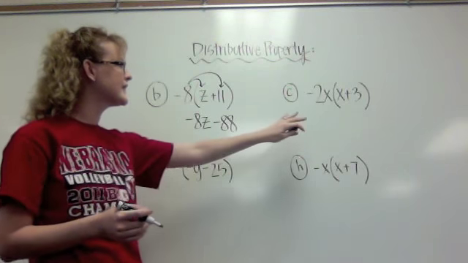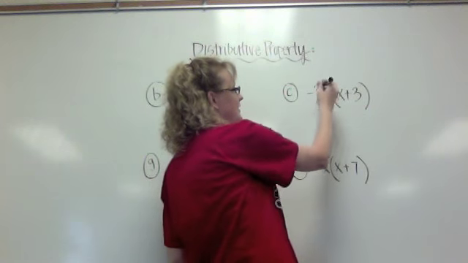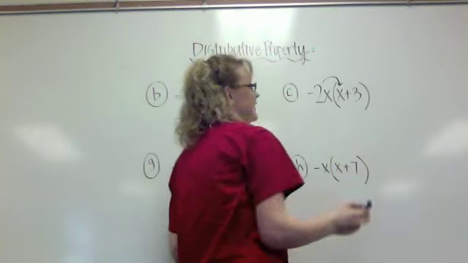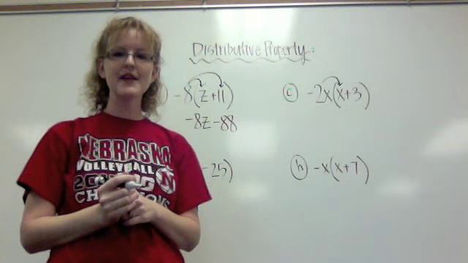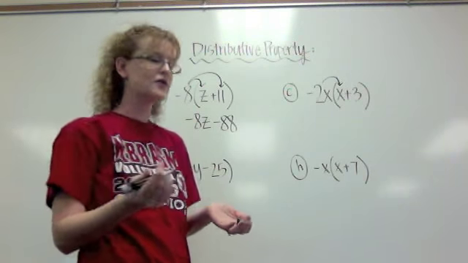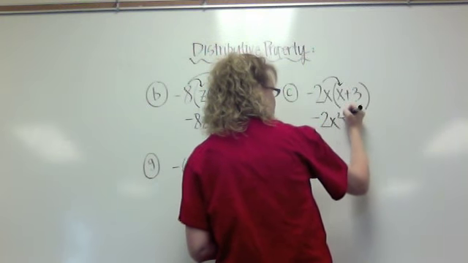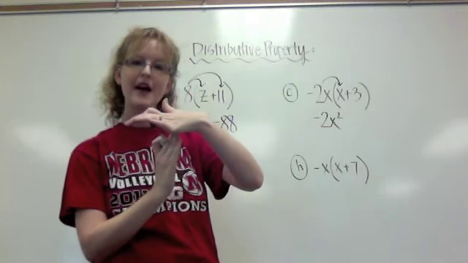Okay, let's look at C. In C, I'm distributing the -2x. So I'm taking -2x times x. What happens when you take x times x is you get x squared. So I'm going to get -2x squared. Okay? Time out for a second.